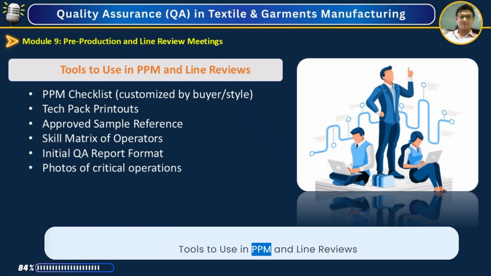Tools to use in PPM and line reviews. PPM checklist, customized by buyer style. Tech pack printouts. Approved sample reference. Skill matrix of operators. Initial QA report format. Photos of critical operations.